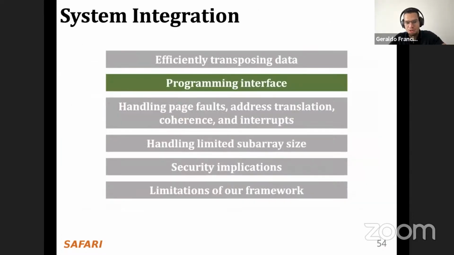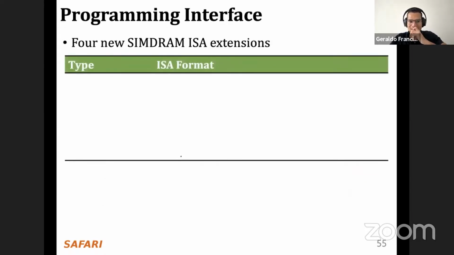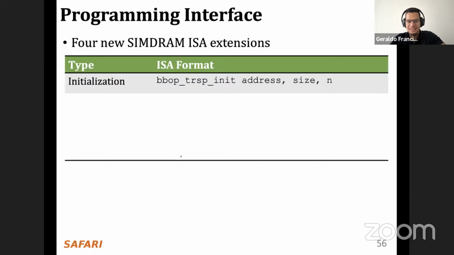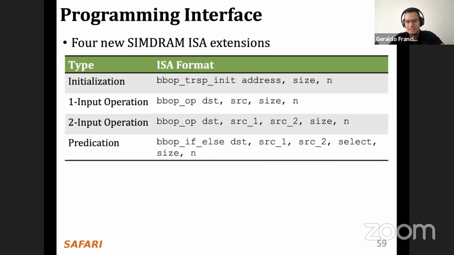So the second thing that I'm going to highlight here is our program interface. We include 4 new SIMDRAM ISA extensions to the CPU ISA, and those are first the initialization instructions, which are the ones that the user is going to use to tell that this particular memory address is going to be a SIMDRAM object, and this is going to be used to trigger the transpose unit. And then we have different types of operations. We have SIMDRAM operations that are built on one single input, 2 inputs, or also the predication operation that is built on top of 3 inputs.